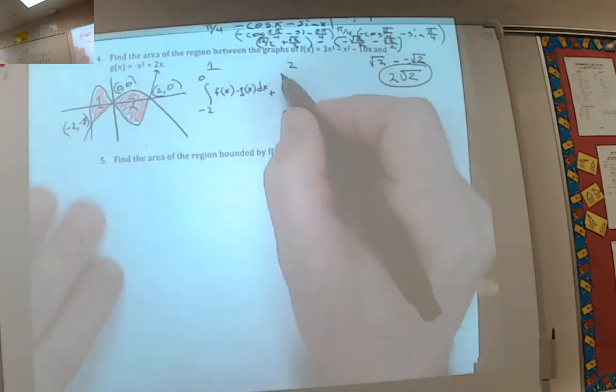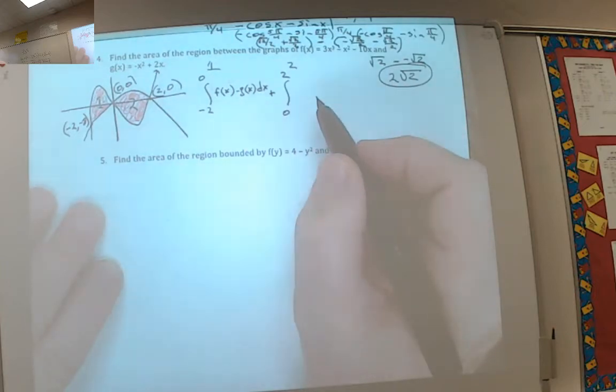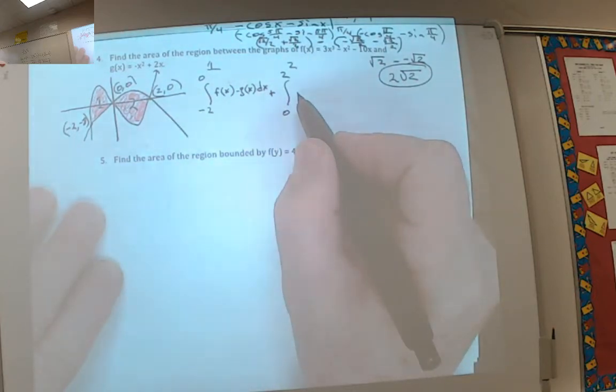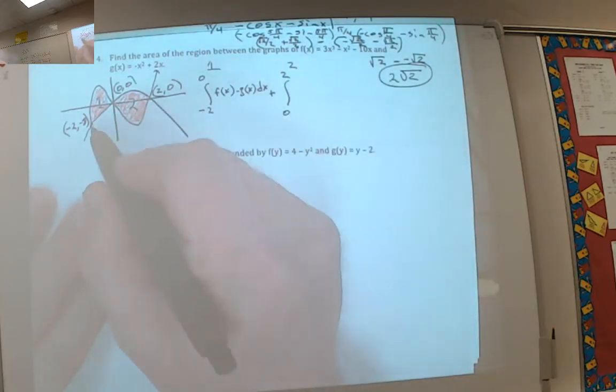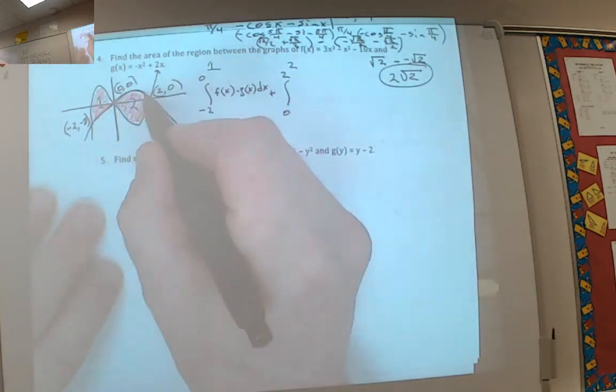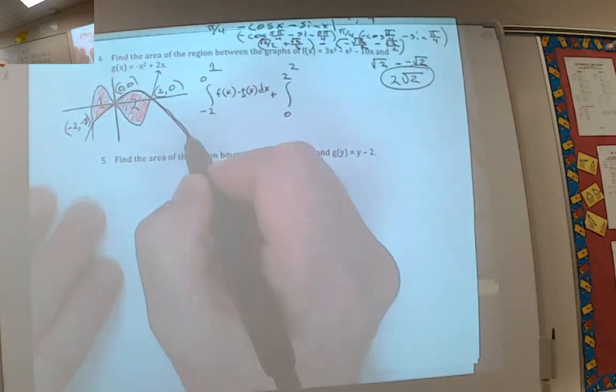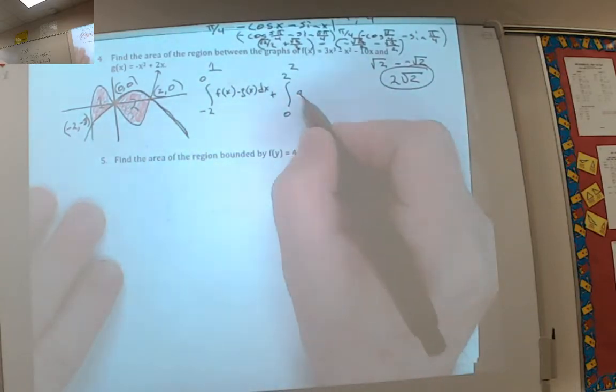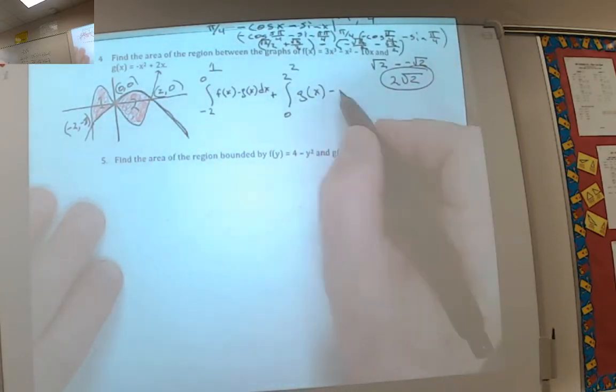0 to 2. And it would be f of x minus g of x dx. I didn't hear you. So here you have this graph, right? Right, that one right there. Oh, so it'd be g of x minus f of x. Yeah, they switched places, didn't they?